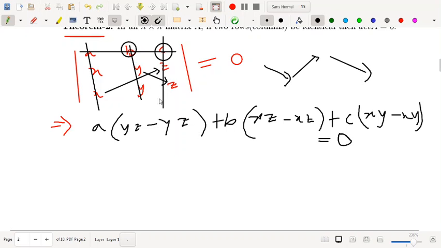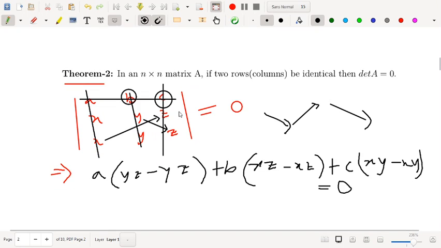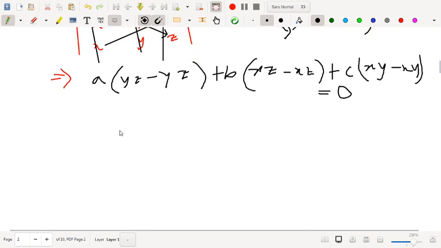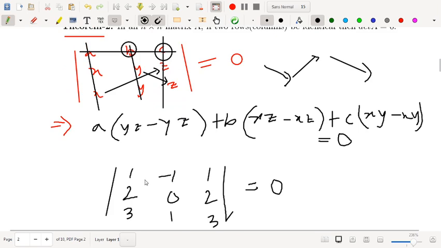So that is proved very easily. You can verify that if two rows or columns are identical, then the value of the determinant is 0. This will hold for the columns also. So if your two columns are identical, suppose 1 2 3, minus 1 0 1 and 1 2 3, so this determinant will be 0. Clear? So if two rows or columns are identical, the value of the determinant will be 0.